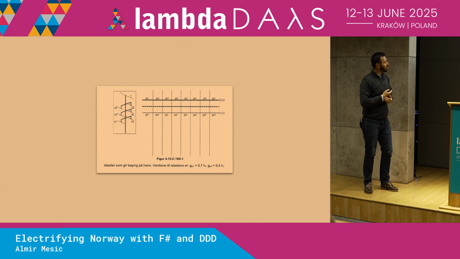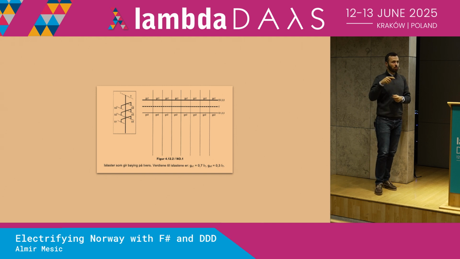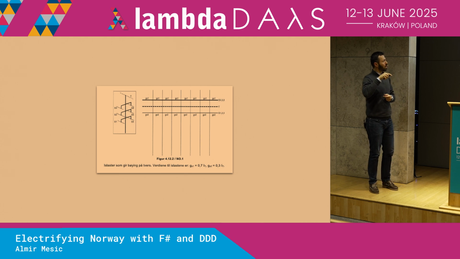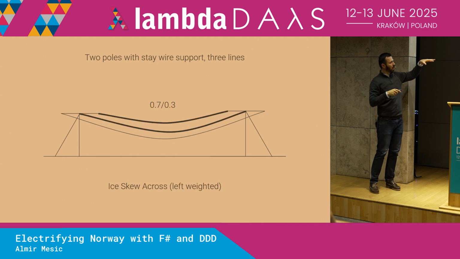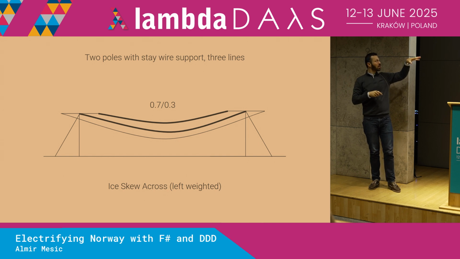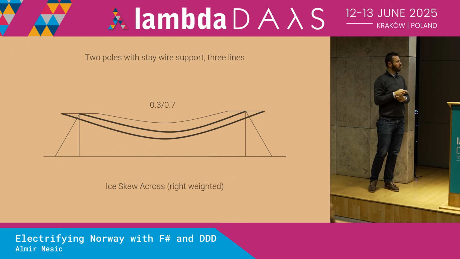Okay, what you're seeing here is a specification taken from the standard I was talking about, the NEC 445 standard. What this says is how skewed ice across should be applied to your system. In this case, what you're supposed to do is, imagine we have 2 poles with stay wire support and 3 lines going, you should apply 70% of your load on the first 2 lines and 30% on the last line. And equally, you should do the same thing on the other side.